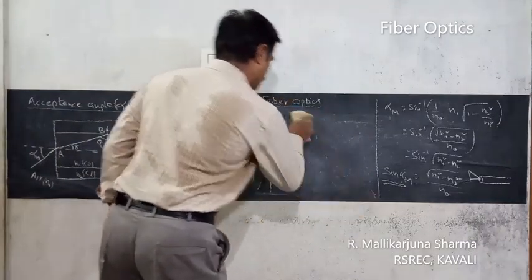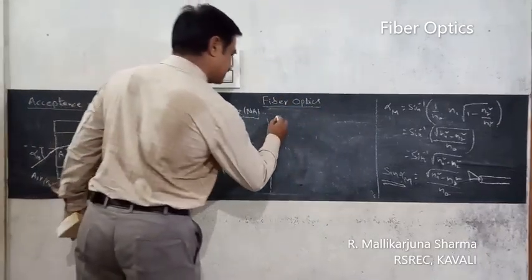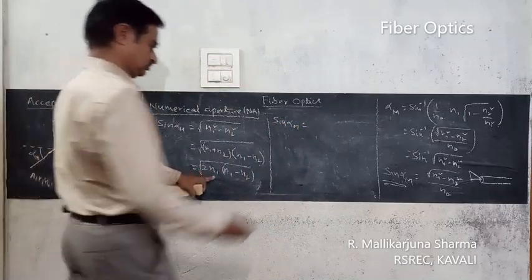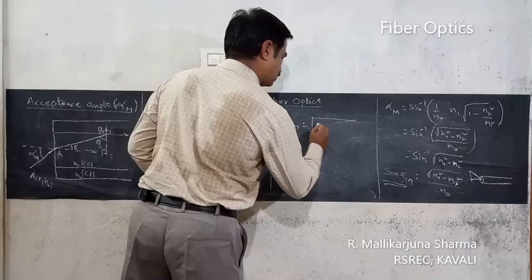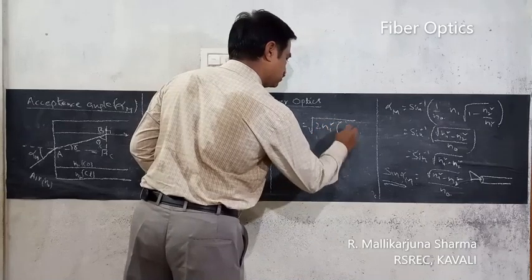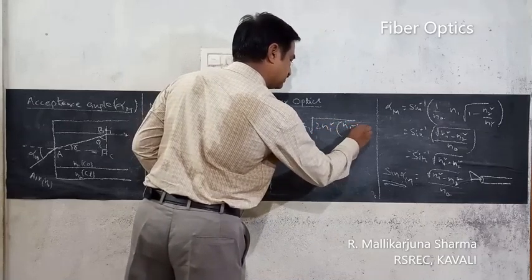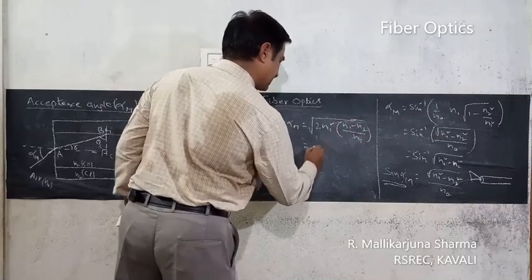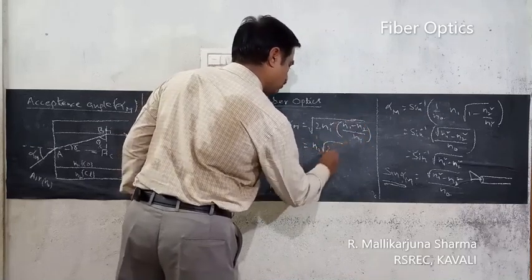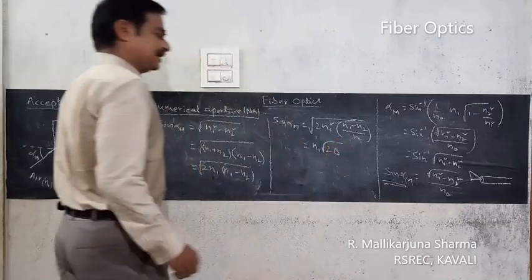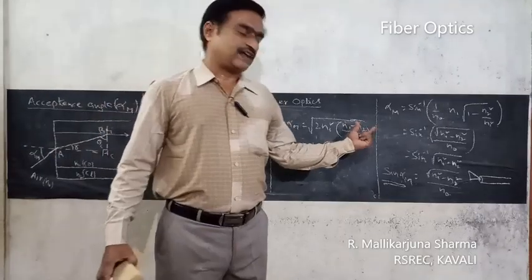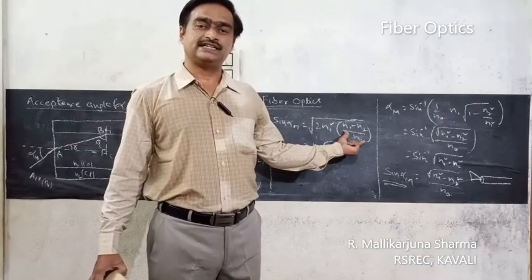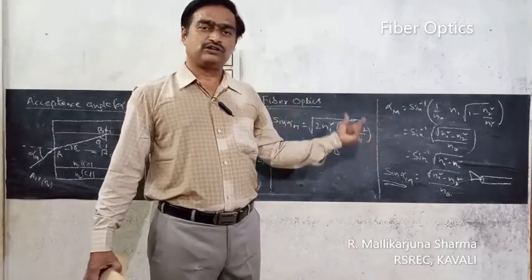Then again we are going to divide and multiply this equation, that is, sin alpha m is equal to root of 2 n1 square into n1 minus n2 divided by n. And we write this one as n1 into root 2 delta, where delta is called the fractional change of refractive index. The refractive index is changing from n1 level to n2.